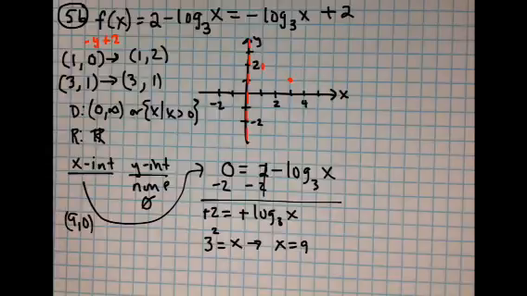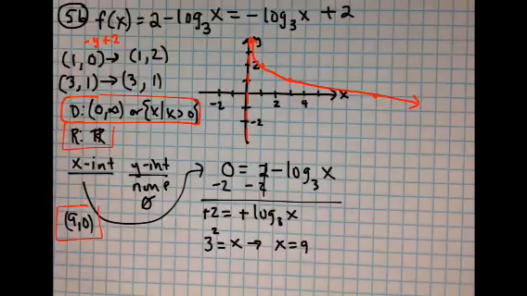Okay, so 4, 5, 6, 7, 8, 9, so right here. So it's going to go something like this. Like that. Okay, so here's the domain, the range, the x-intercept, the y-intercept, and the graph right here.